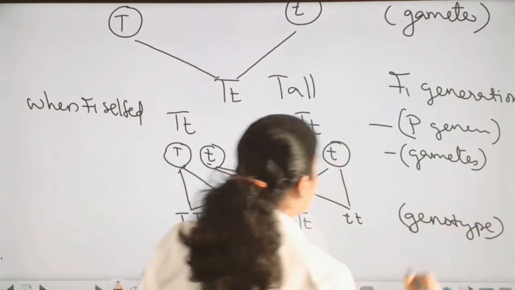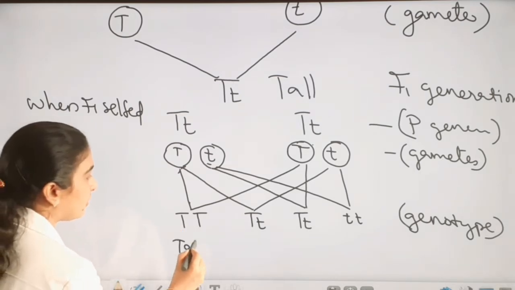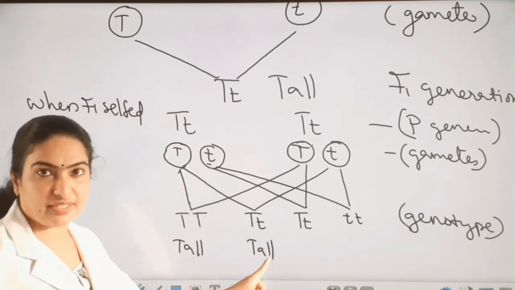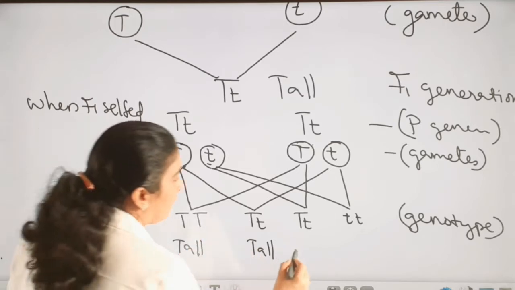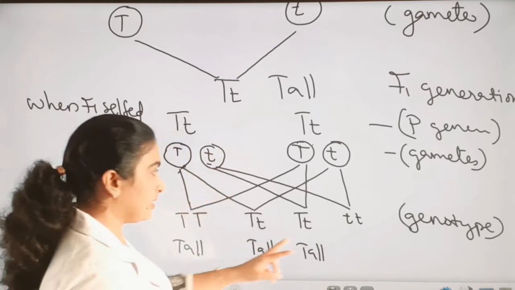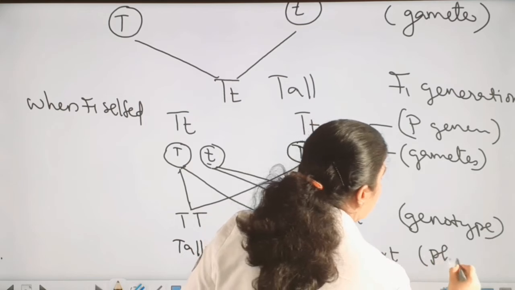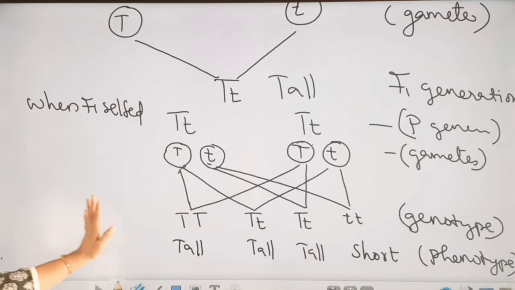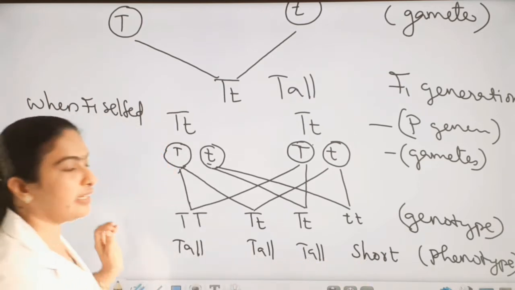So we have to find out the phenotype. Okay, tell me the phenotype. So this is tall, am I right? And this is tall, but the problem is this is a heterozygous tall. This is homozygous tall, this is heterozygous tall, and this also heterozygous tall, and this is short. So this is the phenotype. Is it clear? So here we got one homozygous tall, two heterozygous tall, and one homozygous short.